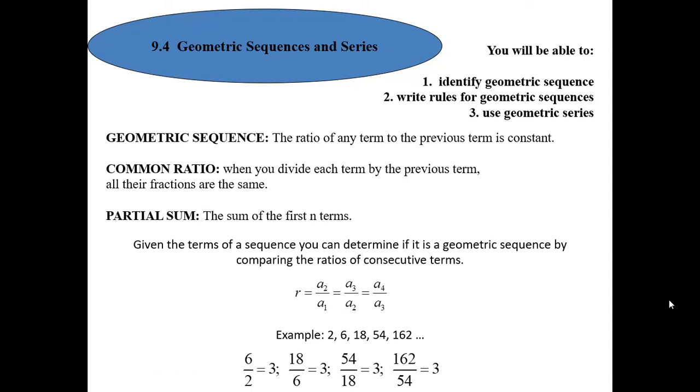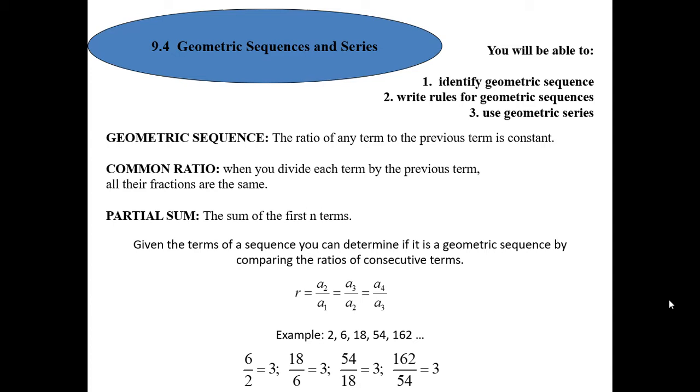Today we're going to look at section 9.4, geometric sequences and series. After this lesson, you should be able to identify a geometric sequence, write the rules for a geometric sequence, and show how to use a geometric sequence in a real-world application.